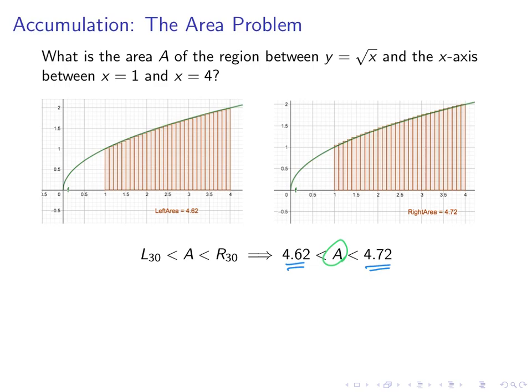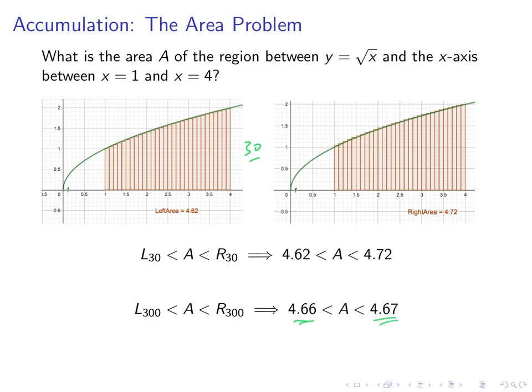And so there's no reason to stop with 30. We could go on to 300. I didn't make the picture with 300. It's really hard to see what's going on. So this is still the picture with 30 rectangles. But it would still be true that the 300 left rectangles and 300 right rectangles still have this relationship that A is in between them, and a computer would tell us that these are the two values.